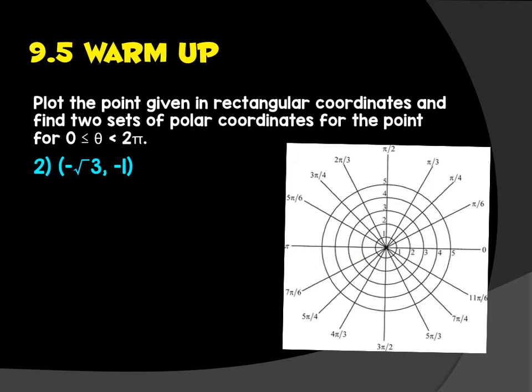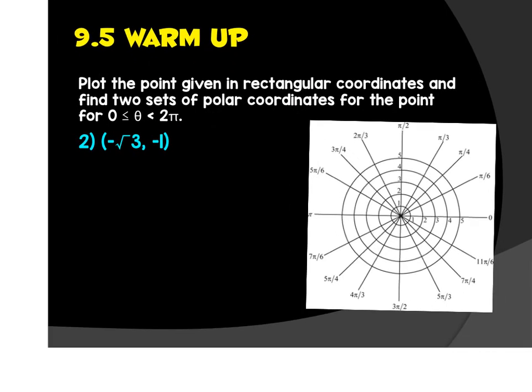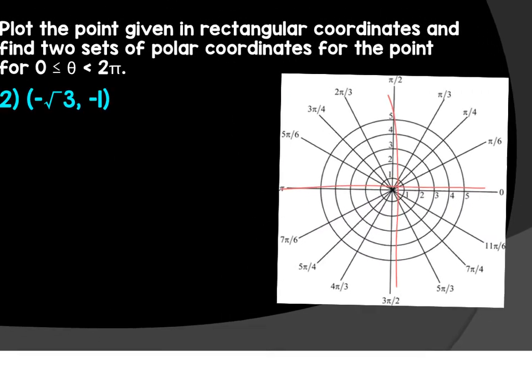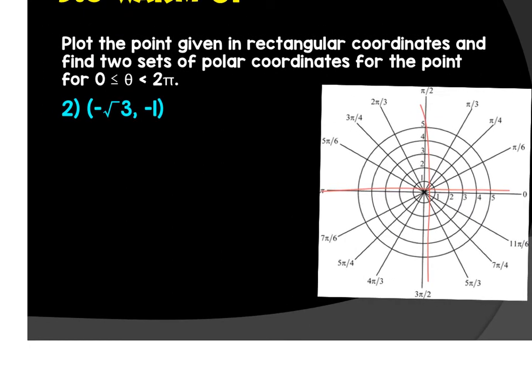All right, number 2 says plot the point given in rectangular coordinates and then find 2 sets of polar coordinates for the point, 0 to 2 pi. So let's pretend that this is my rectangular coordinate grid, and I do negative root 3 and negative 1. So negative root 3 is like negative 1.4. We're going to approximate it to graph. And then negative 1. So I'd be going back 1.4 and down 1. So it'd be somewhere around there.